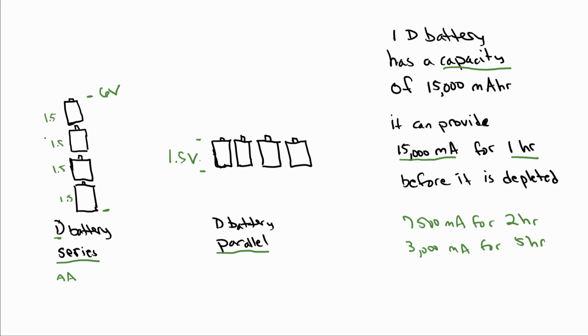But like I said, back here in the parallel arrangement, the capacities add. So if each one of these is 15,000 milliamp hours, now the total would be 60,000 milliamp hours. So if you had some device that had a large drain and needed a lot of current, then you might see it in a parallel arrangement like this. Whereas if you needed something with a larger voltage than 1 D battery, then you would see it in a series arrangement.